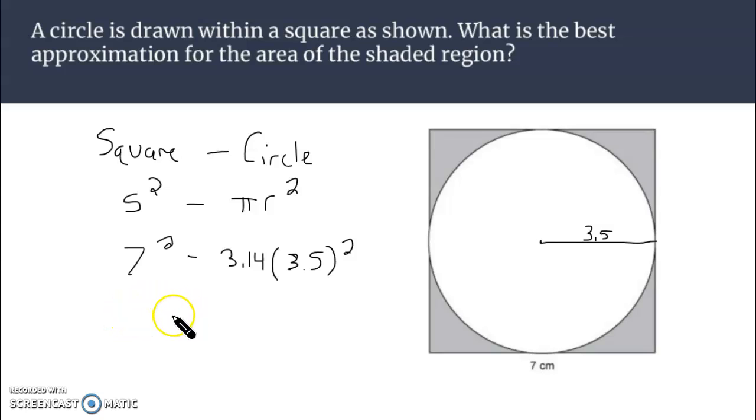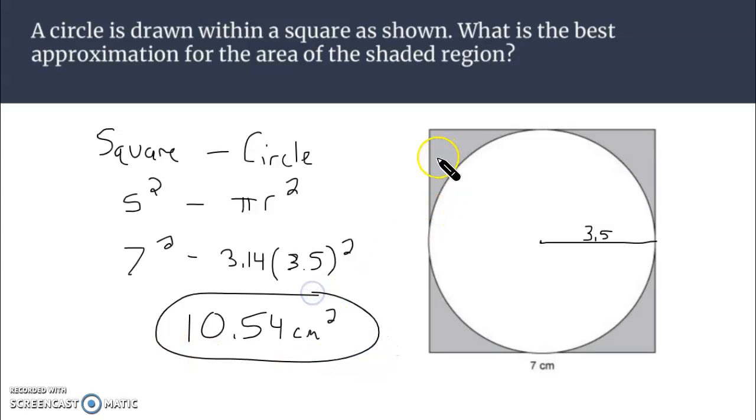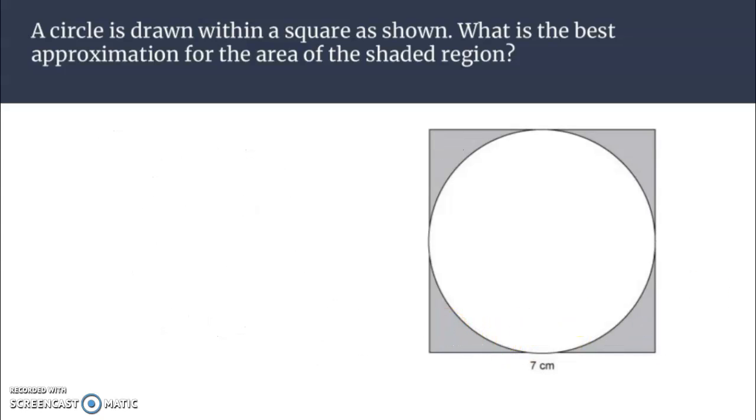Putting all this in the calculator, 7 squared minus 3.14 times 3.5 squared, we get 10.54 centimeters squared. That's the area of the shaded region here. These little areas right here just around the circle. The circle subtracted from the square.